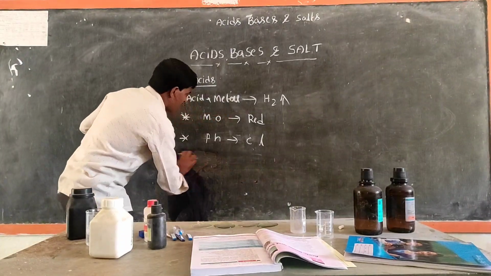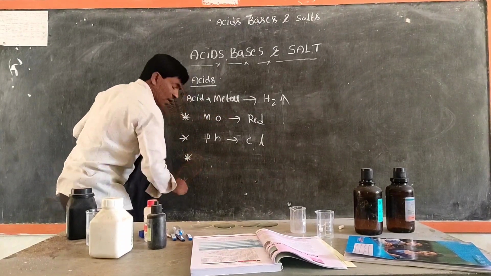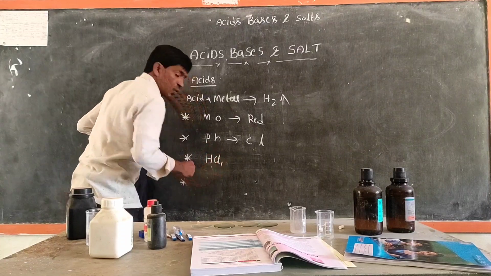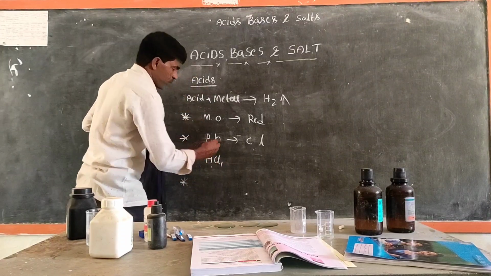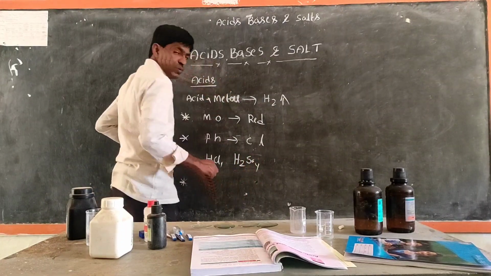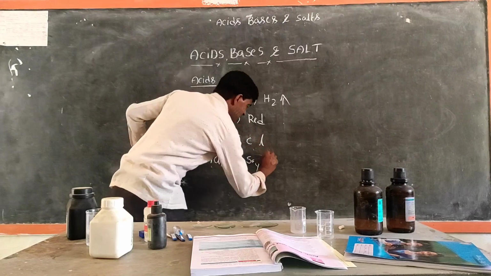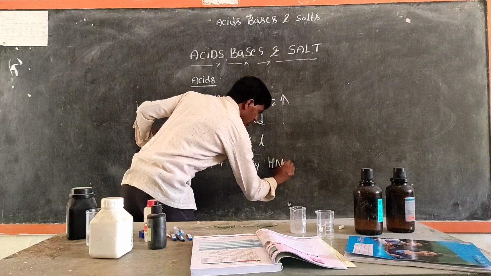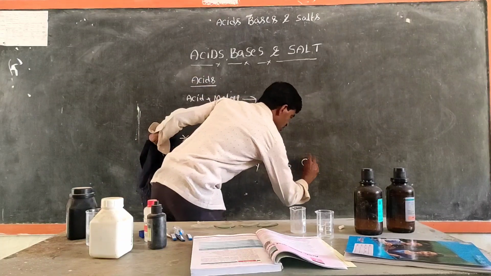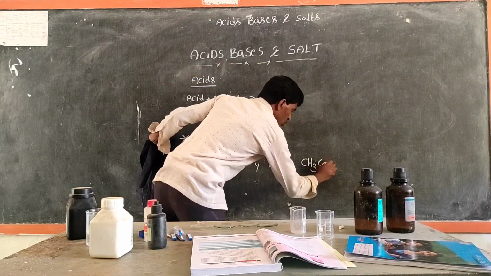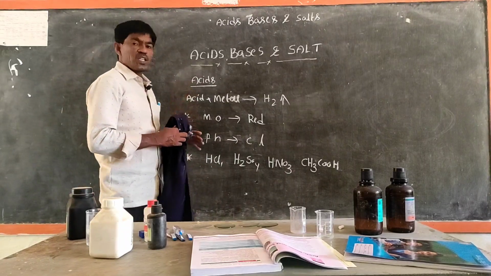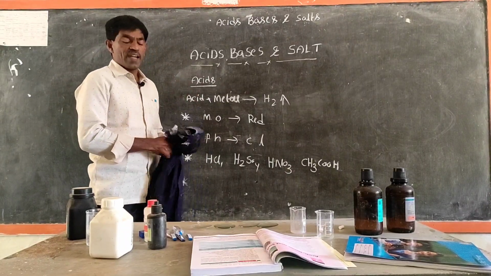The examples of acids: HCl, hydrogen chloride; sulfuric acid, H2SO4; nitric acid, HNO3; acetic acid, CH3COOH. That is the characteristic of acids.